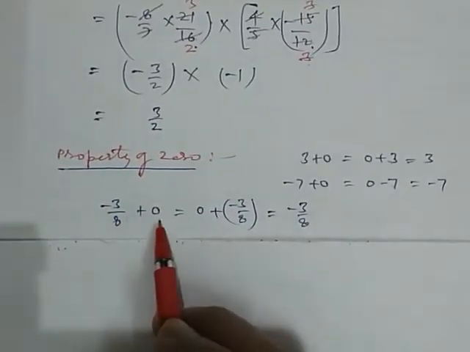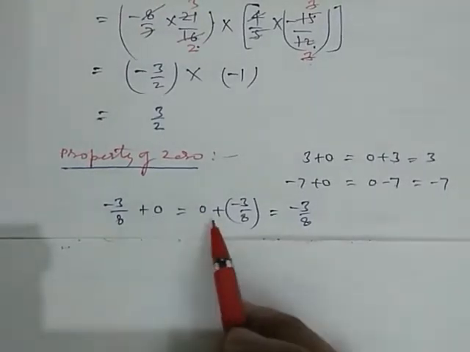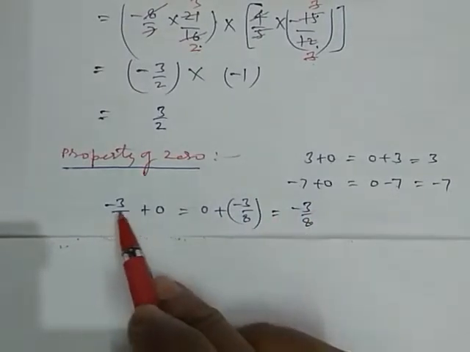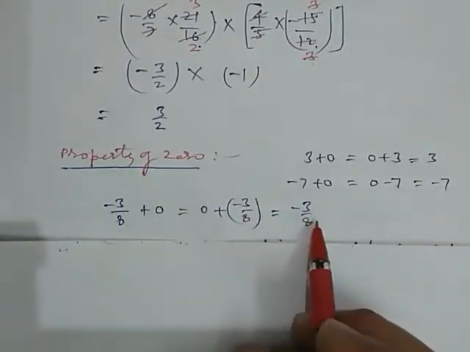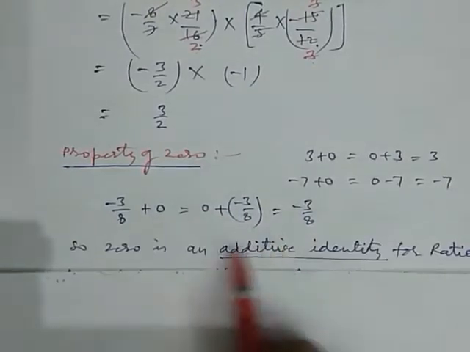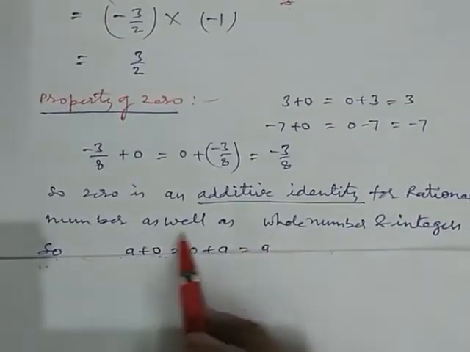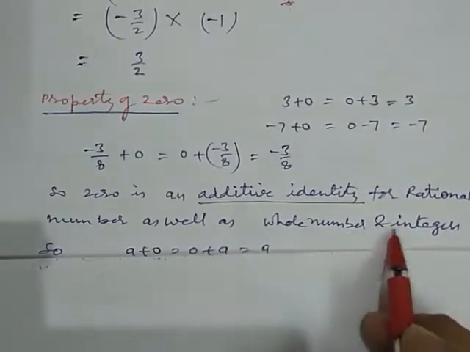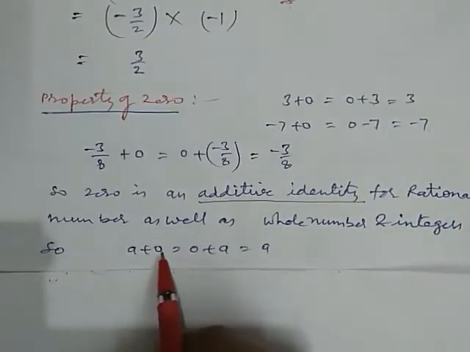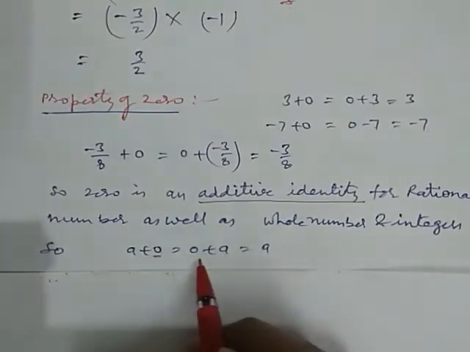If we add 0 to any fraction, like minus 3 by 8 plus 0, or 0 plus minus 3 by 8, the value becomes minus 3 by 8, same as the fraction. So here we can see 0 is an additive identity. So 0 is an additive identity for rational numbers as well as whole numbers and integers. So we can write a plus 0 equal to 0 plus a equal to a. So here 0 is the additive identity.